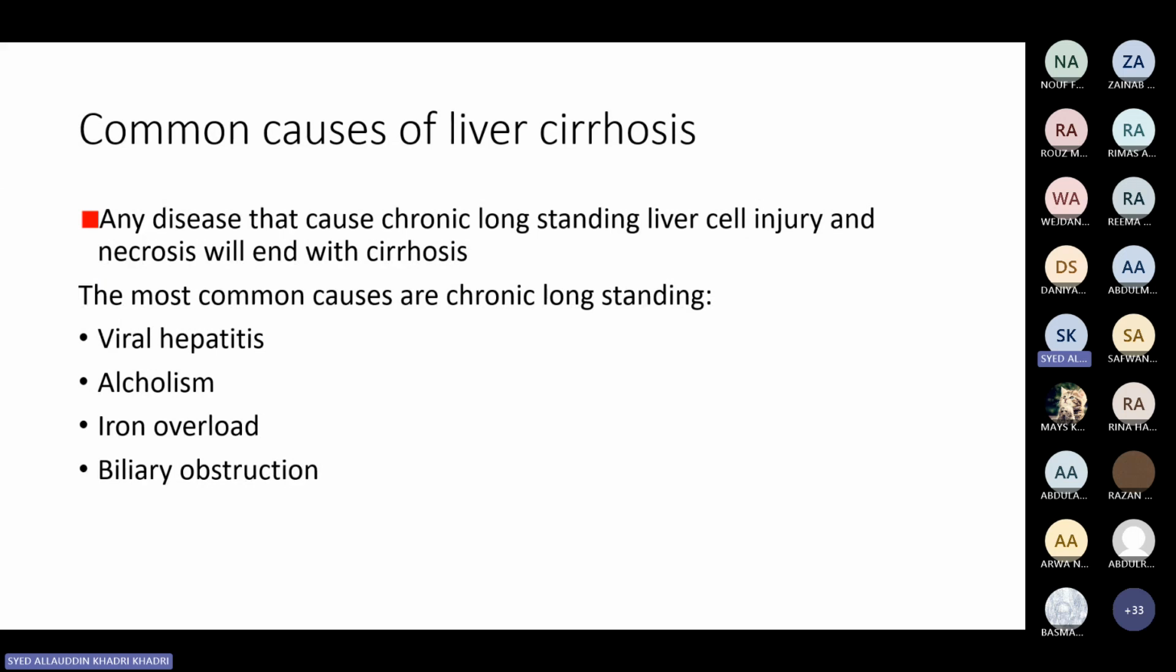There was his brother who was an alcoholic, and he died of alcoholic liver disease. So he might have gone into cirrhosis of the liver. So the most common causes of chronic, long-standing disease are, number one, just to remember, viral hepatitis, alcoholism, iron overload, and biliary obstruction.